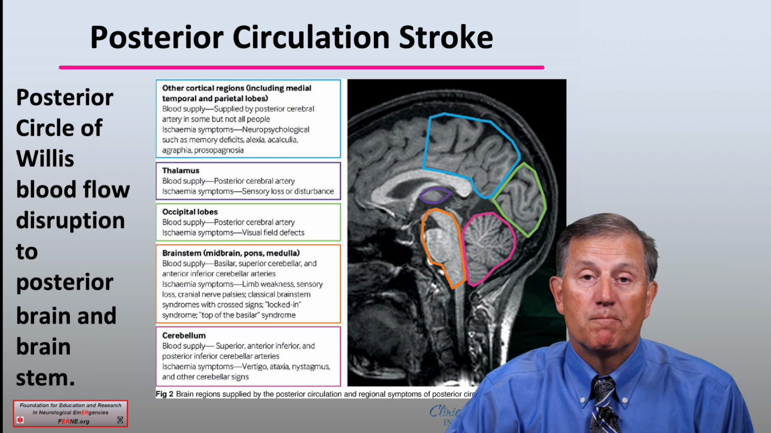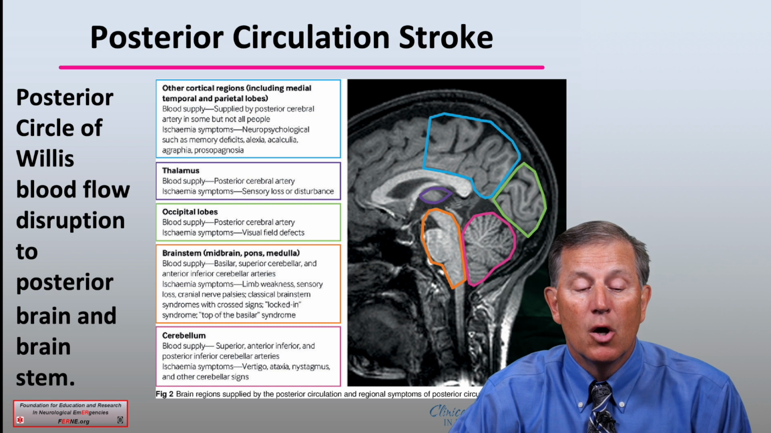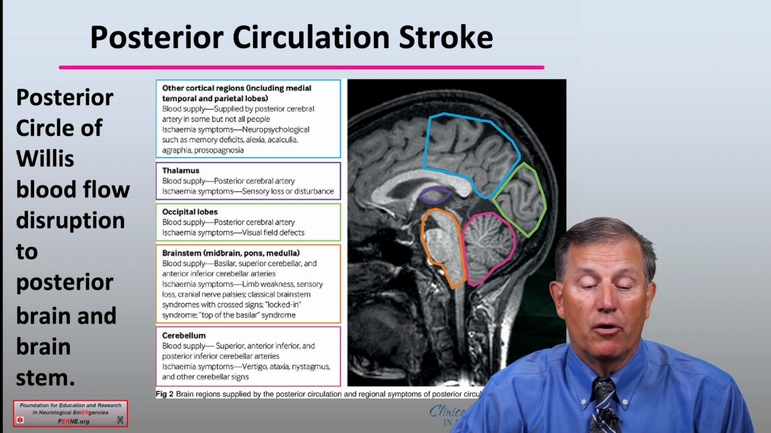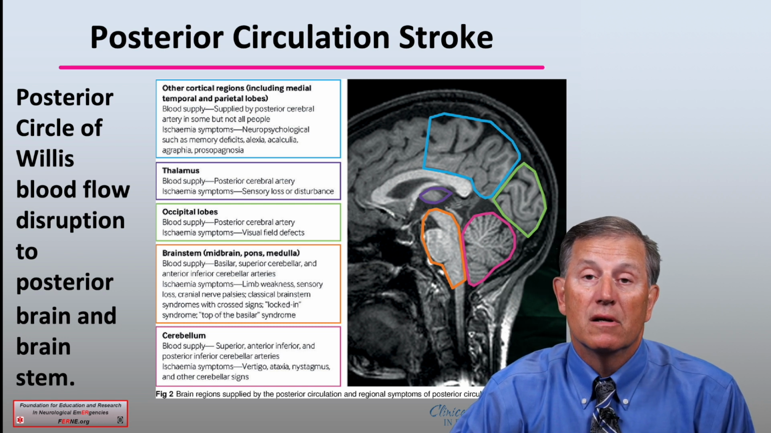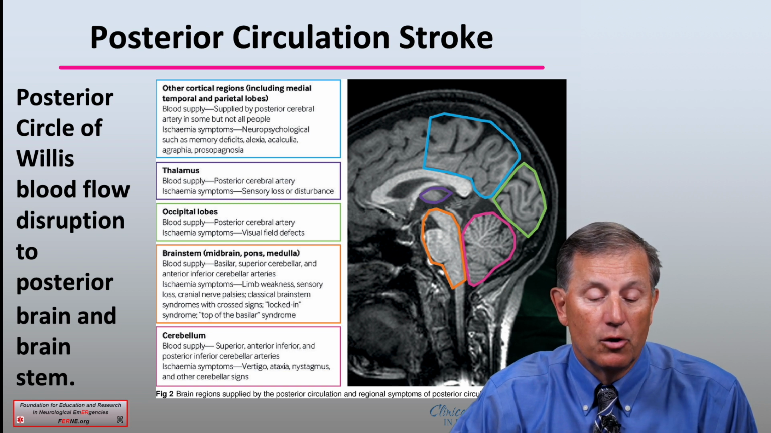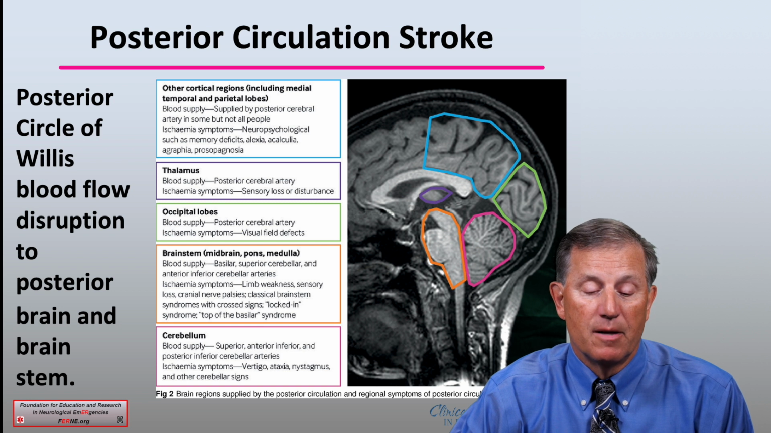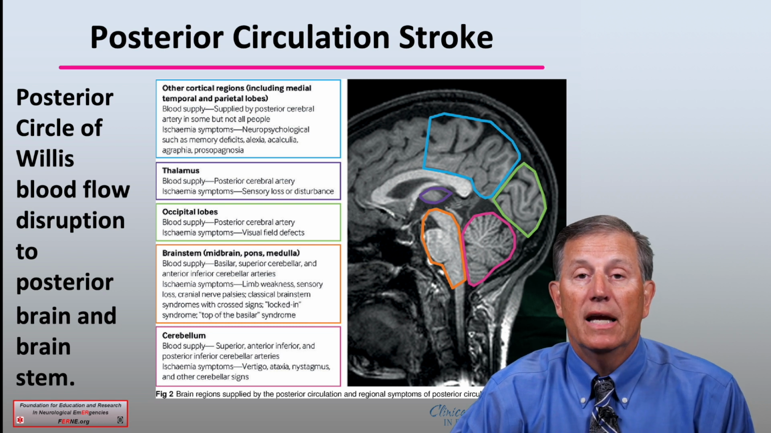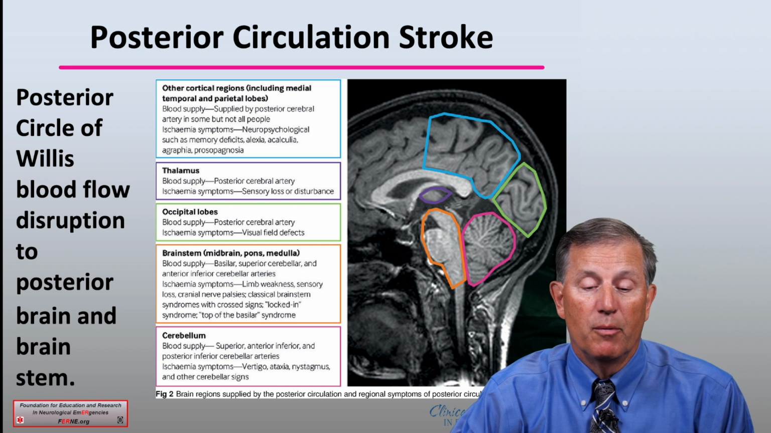When we talk about posterior circulation stroke, we talk about areas that the posterior portion of the circle of Willis supplies and the vertebral basilar system. This includes the thalamus, the occipital lobes, the brainstem, including the midbrain, pons, and medulla, the cerebellum, and other cortical regions in the posterior portion of the brain.